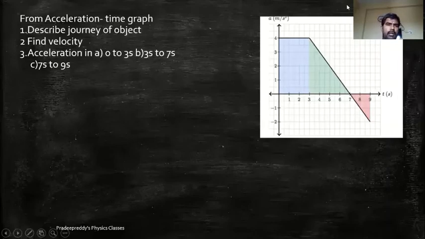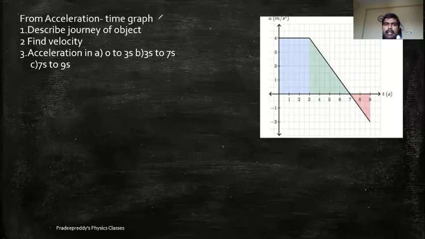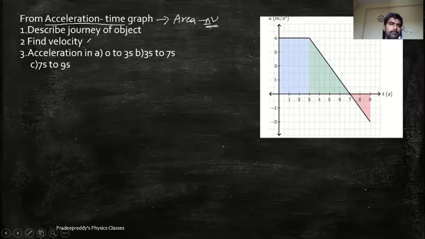Students, we have one more graph to solve. In this graph it is mentioned acceleration time graph. This is the acceleration time graph. Okay. In an acceleration time graph, you can calculate only area. Slope you should not calculate. You will be calculating only area. And what does the area of an acceleration time graph give you? The area of an acceleration time graph gives you the change in velocity, delta v. Okay. So that you should keep in your mind when you are solving the problem.